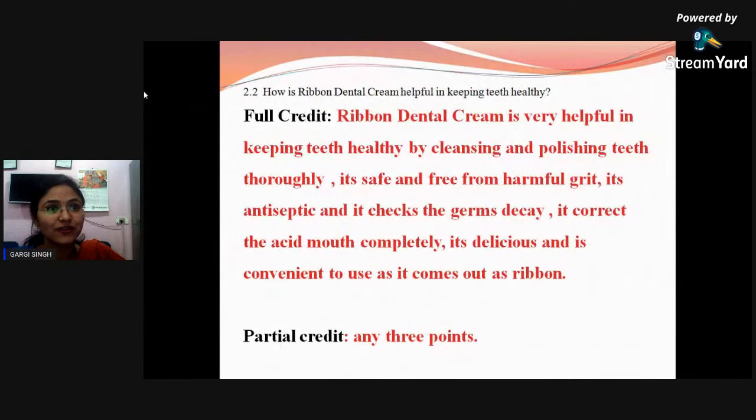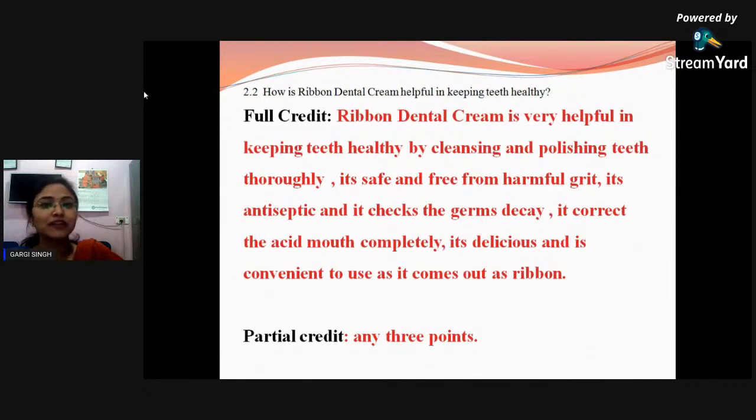Good. Shivangi has also written the same thing. It is delicious and it's convenient to use and it comes out as a ribbon. So this is your complete answer and you'll be getting full credit for this. Most of you have made a good attempt at it.